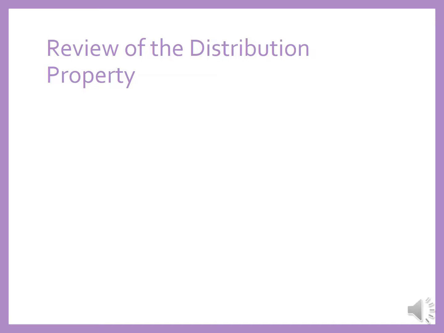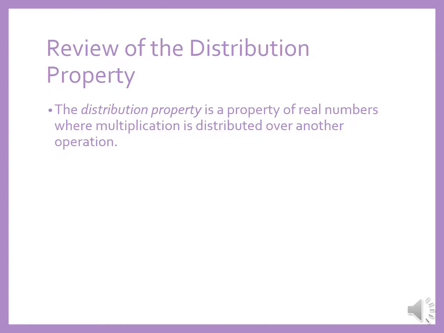Let's review the distributive property that we learned a couple of lessons ago. The distributive property is a property of real numbers where multiplication is distributed over another operation, any of the other four operations. For example, 8 times the quantity x plus 5 is equal to 8 times x plus 8 times 5.